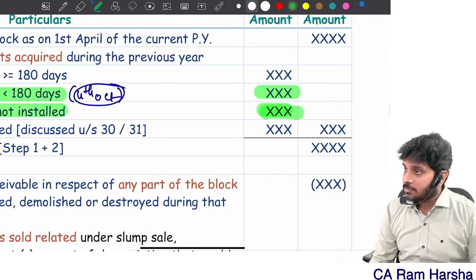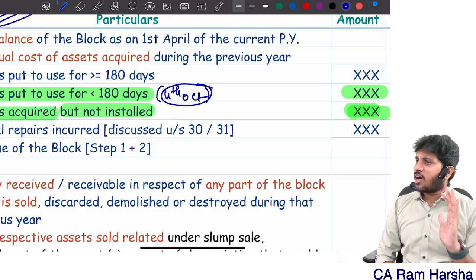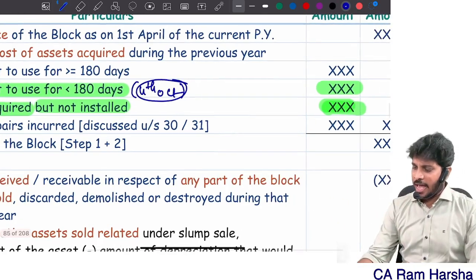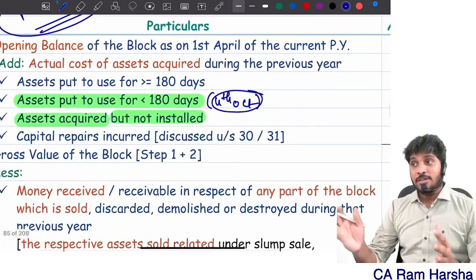Keep that value. Sir, I purchased 4 ACs, sir. 4 ACs installed on or after 4th October. Total cost of the 4 ACs, add it here. Are you clear?